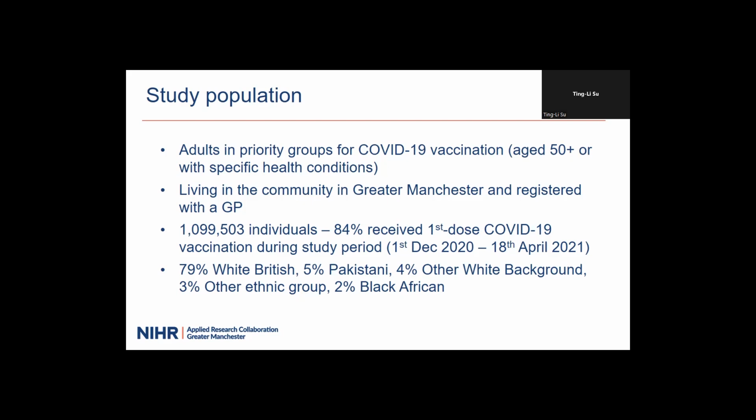So in terms of the groupings, it was almost 80% white British. And then in terms of the population from ethnic minority backgrounds, using the UK census groups, the largest groups were Pakistani, other white background, other ethnic group, and Black African.